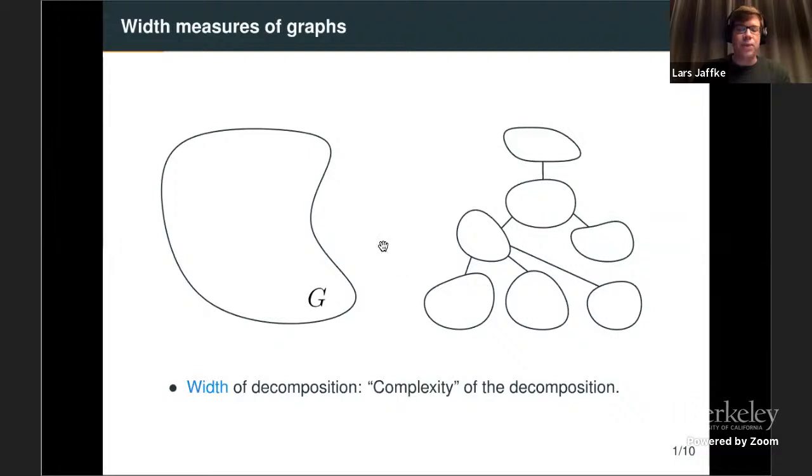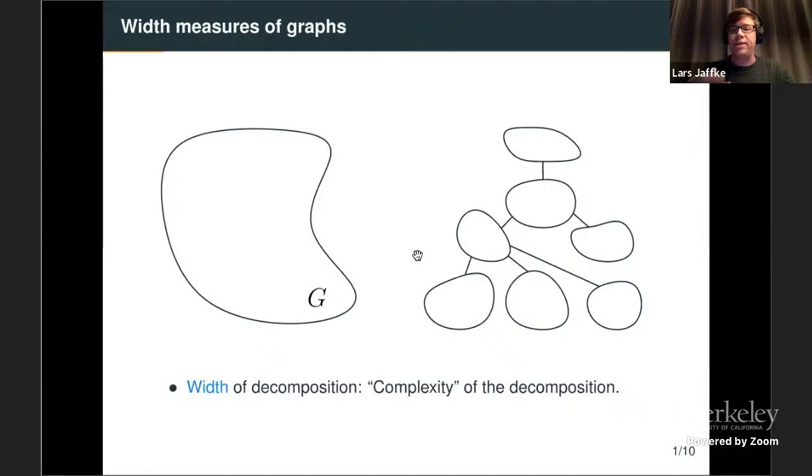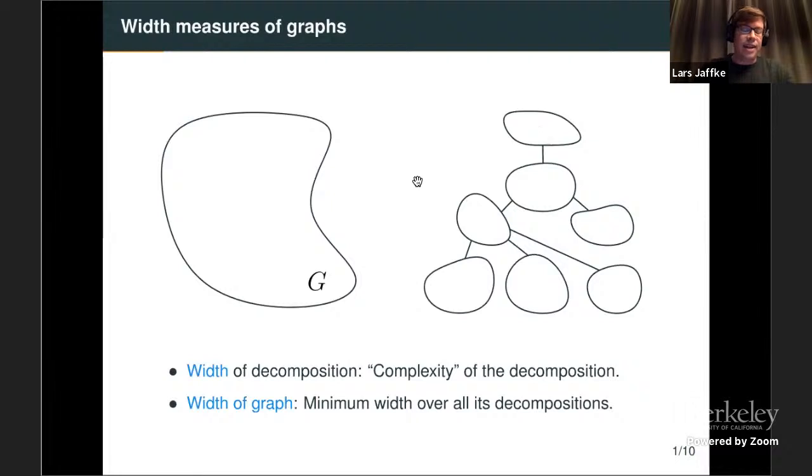All right, and then the width of this decomposition is a numerical value that tells you something about the complexity of the decomposition. Right, so as I said, in this example, one way of measuring the width would be to just look at the largest vertex subset that you have in this tree structure. Okay, and this is actually more or less how the tree width of a graph is defined. Then the width of a graph is just a minimum width over all its decompositions.